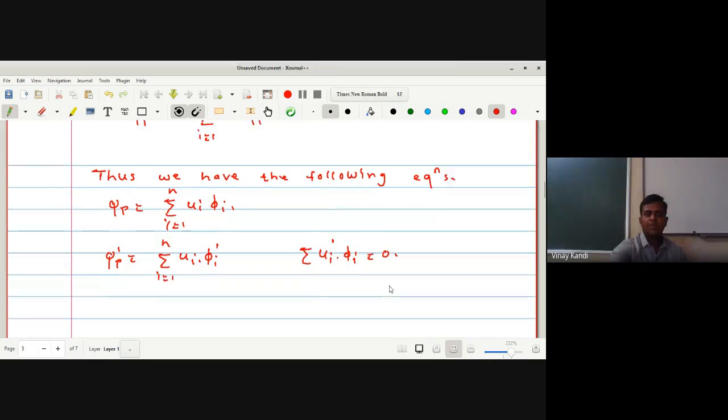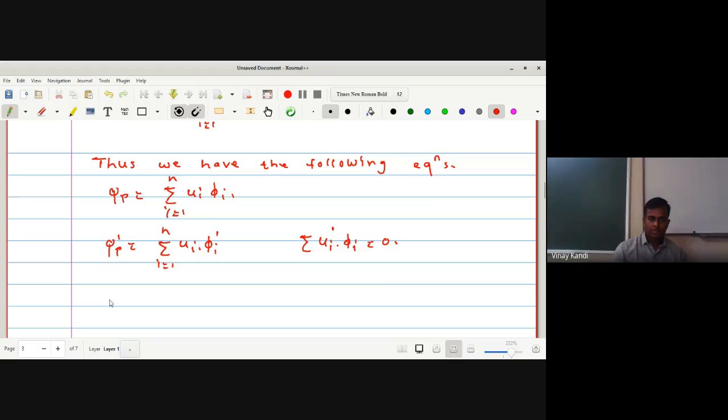After doing this, we got this. Psi p double dash is equal to summation I running from 1 to n, ui phi I double dash. When do we get this? When summation I running from 1 to n, ui dash into phi I dash is equal to 0, after doing this.